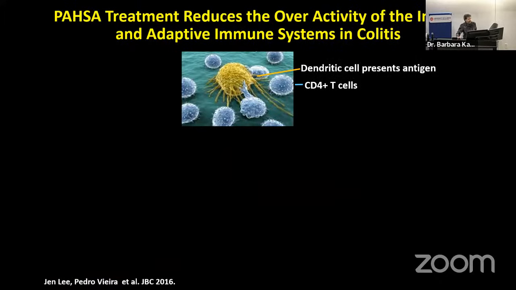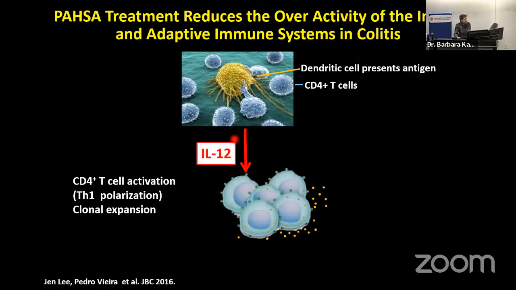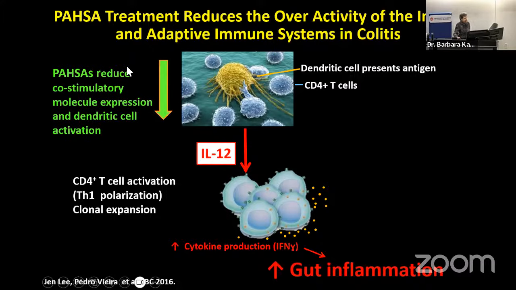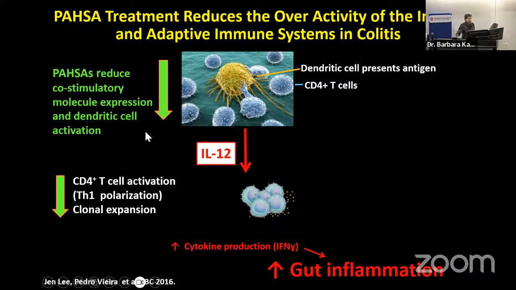So normally in colitis, dendritic cells present antigen to CD4 T cells, which stimulates IL-12 release, which results in CD4 T cell activation and clonal expansion, and the release of interferon gamma, which drives gut inflammation. So what Pedro showed is that PASAs reduce co-stimulatory molecule expression and dendritic cell activation. So there isn't as much clonal expansion. There isn't as much interferon gamma. And Jen showed this results in less gut inflammation.